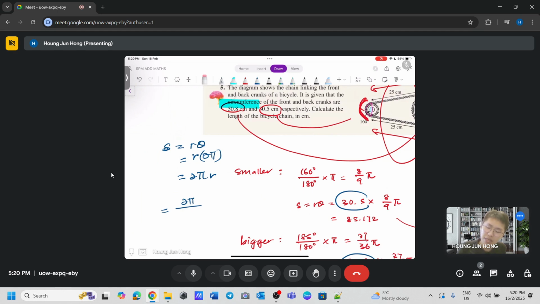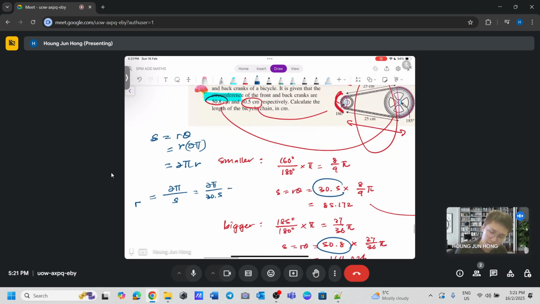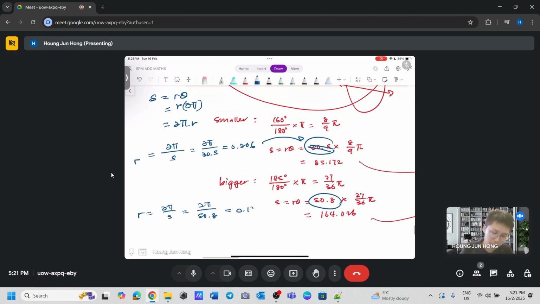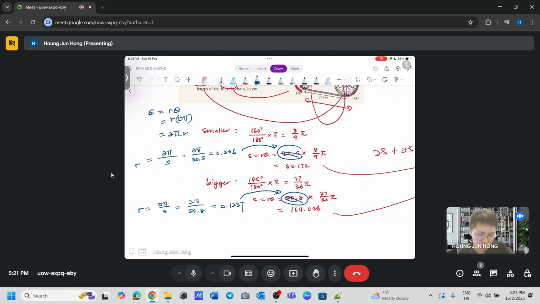The radius is essentially 2 pi over the, no, what am I saying? The radius is essentially 2 pi over the circumference given. So you can just say 2 pi over, let's say, 30.5. 2 pi over 30.5, you get 0.206. So you just replace it over here. Similarly, the other one is also the same thing. You can do 2 pi over 15.8, then you get 0.1237. You put that in over here. Then you do the calculation again. After everything sums up to be more accurate, you should get a better answer.